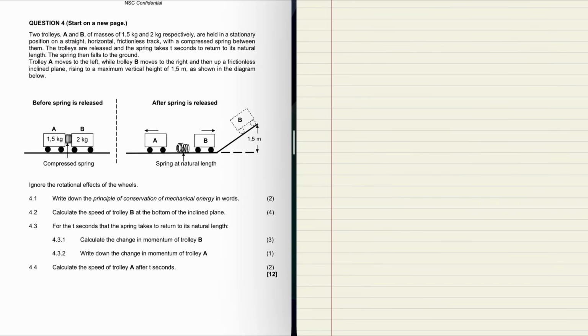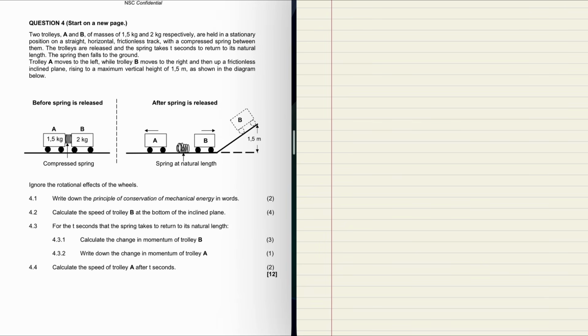Question 4. Two trolleys A and B of masses 1.5 kilograms and 2 kilograms respectively are held in a stationary position on a straight horizontal frictionless track with a compressed spring between them. The trolleys are released and the spring takes t seconds to return to its natural length. The spring then falls to the ground. Trolley A moves to the left and trolley B moves to the right, and it moves up a frictionless inclined plane, rising to a maximum vertical height of 1.5 meters as shown in the diagram. So they didn't tell us to ignore the rotational effects on the wheels.